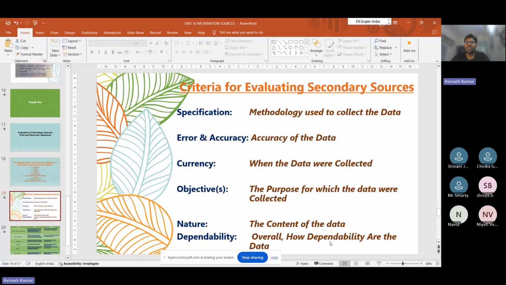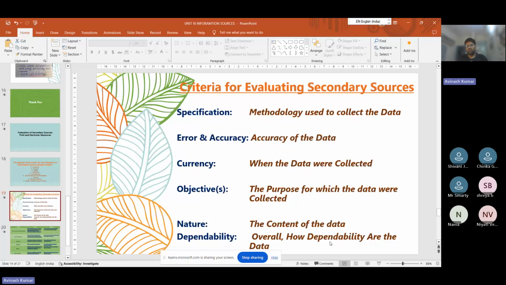Second is error and accuracy. Accuracy of data means whether this data has errors or has correct accuracy. Then is currency. Currency means when the data were collected. Suppose you want data from 5 years ago but you collected data from 20 years ago. So currency is important. Currency means timing, the year is very important.